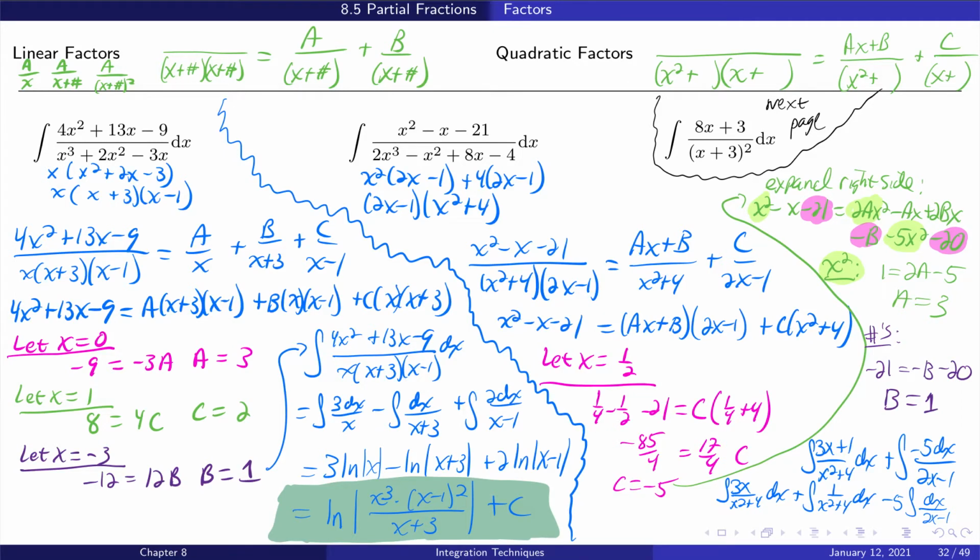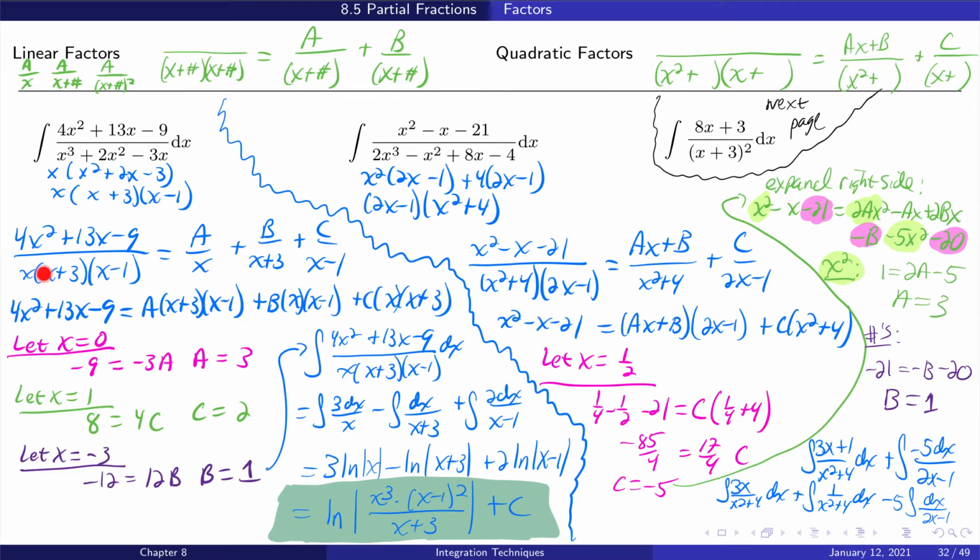Section 8.5, this is day 81. The topic is partial fractions, and it's extending something that you learned in your pre-calc class and showing how it's useful in calculus. So we're starting with a polynomial over a polynomial, and we have the antiderivative. Turns out that the denominator factors.